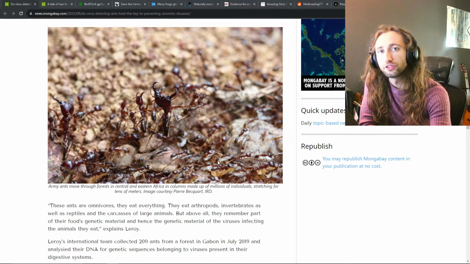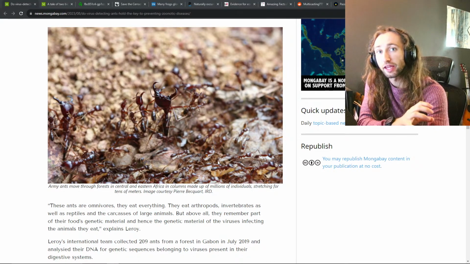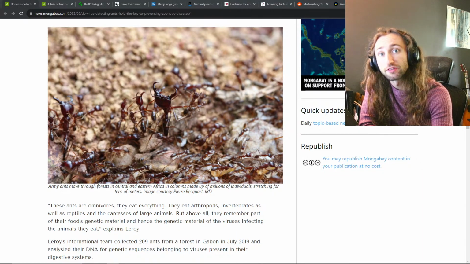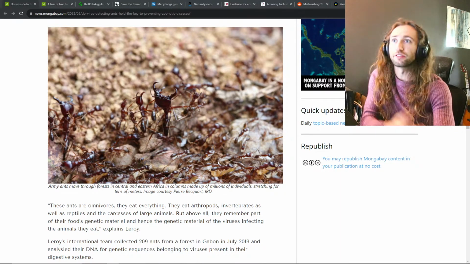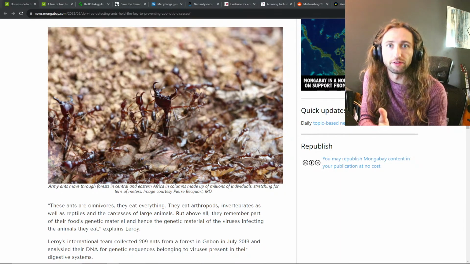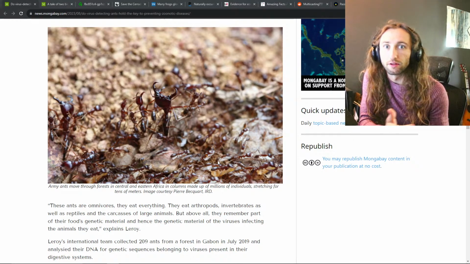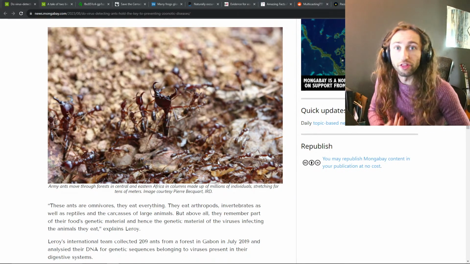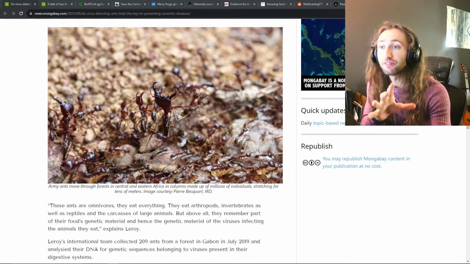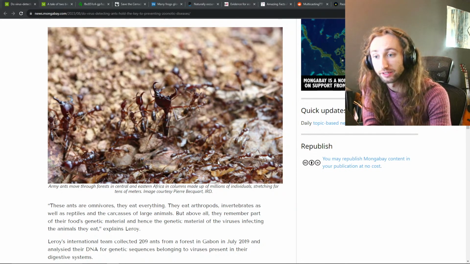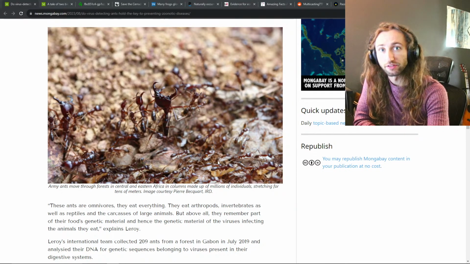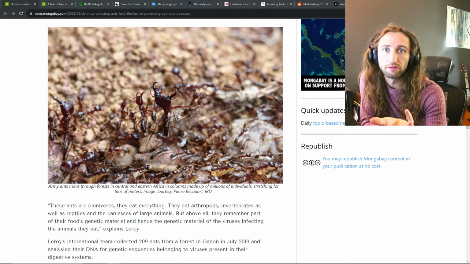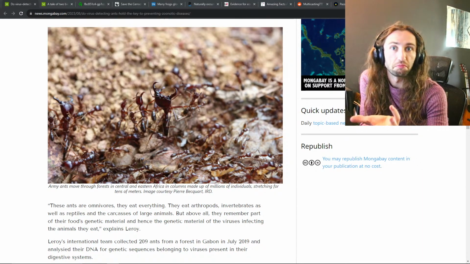So what the researchers did was collect these ants and analyze their stomach contents for evidence of viruses. Because think about it, if an animal dies and it has rabies, the ants eat that animal, the ants will then have that rabies virus inside of them. Even if it doesn't affect them directly, they will still have it present inside of their body. They could just be silent carriers. They could be essentially viral banks.